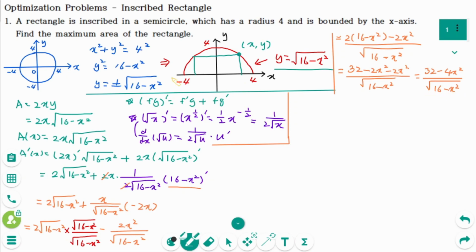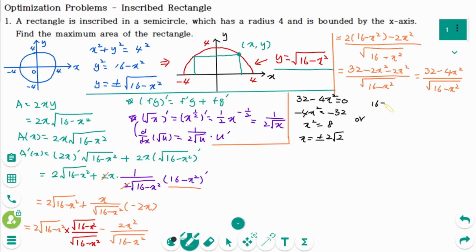To find the critical numbers, we equate the derivative to 0. So 32 minus 4x squared equals 0. Then minus 4x squared equals minus 32. Then x squared equals 8. That means x equals plus minus 2 square root of 2. Or the derivative does not exist.